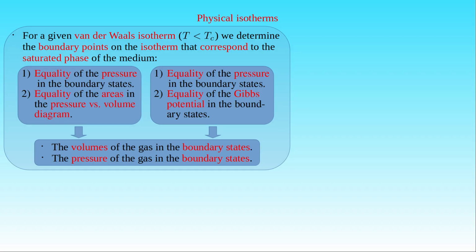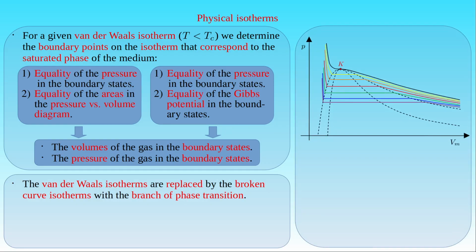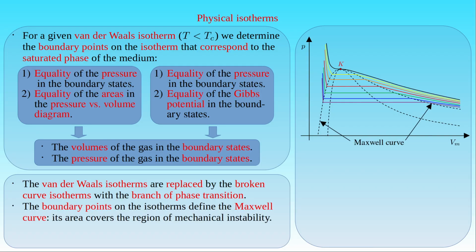As a result of the Maxwell construction, the van der Waals isotherms are replaced by broken curve isotherms with isobaric paths along which the phase transition of the medium takes place, and we obtain a family of isotherms for temperatures less than the critical temperature of the medium in its pressure versus molar volume diagram. The boundary points of the phase transition define a curve known as the Maxwell curve.